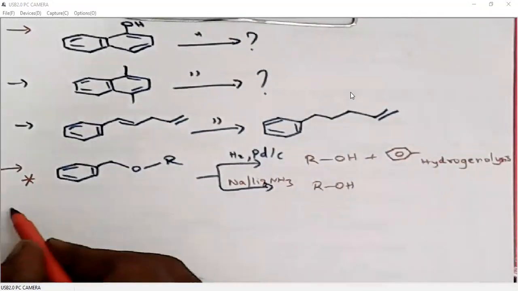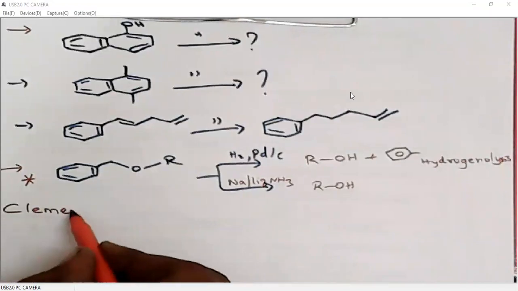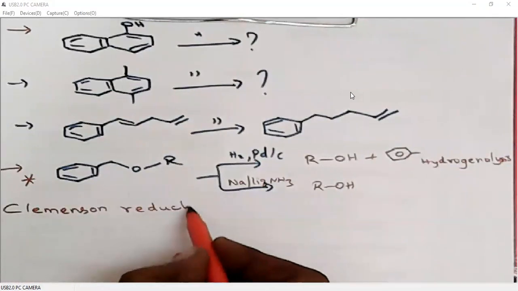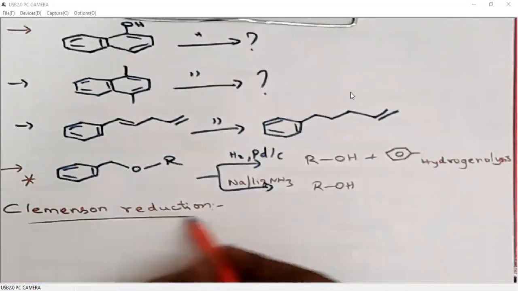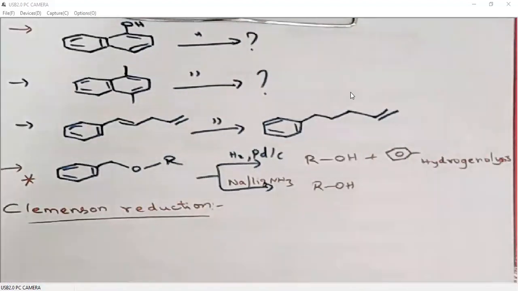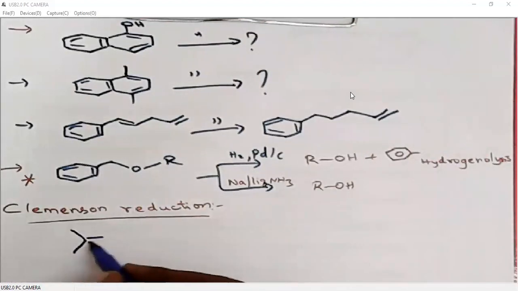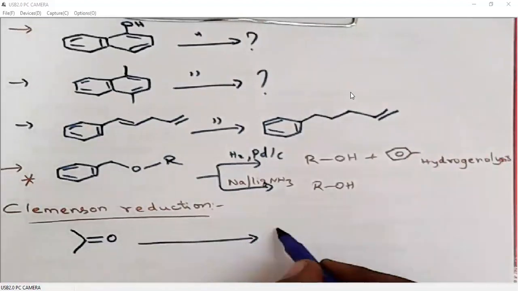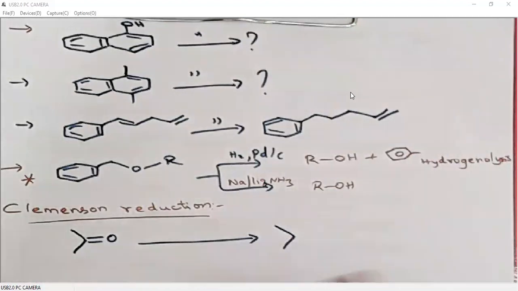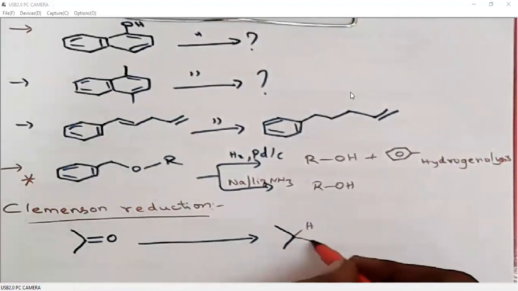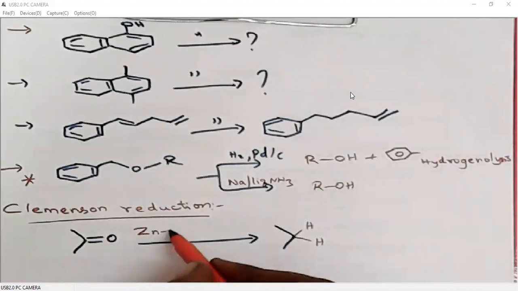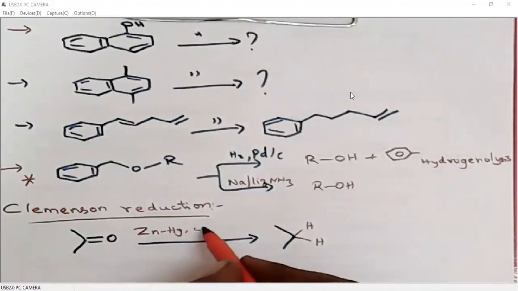Next reaction is Clemmensen reduction. What is Clemmensen reduction? The reduction of a carbonyl, either aldehyde or ketone, to a completely saturated carbon, using zinc amalgam and concentrated HCl.